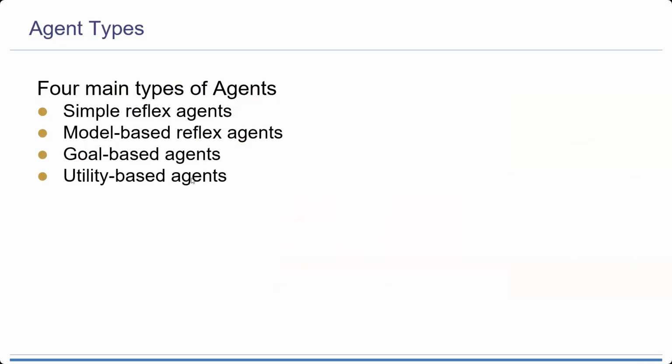So there are four main types of agents. These are the basic agent types that I will explain. The first is simple reflex agents. The others are model-based reflex agents, goal-based agents, and utility-based agents. So we are going to learn those four things.